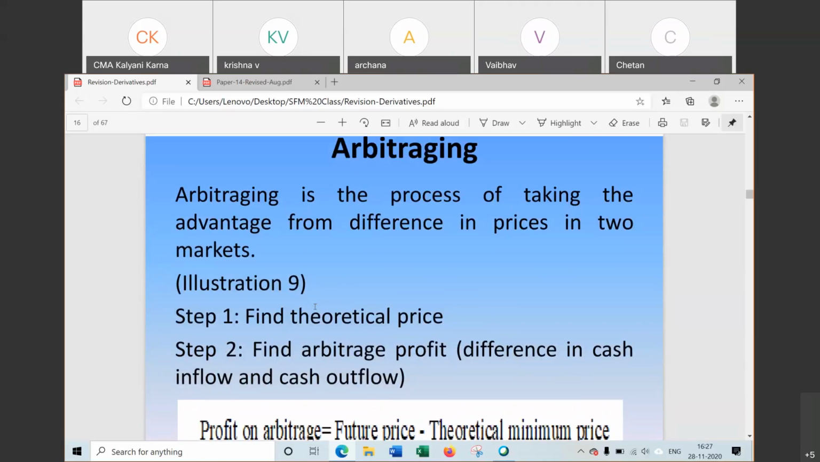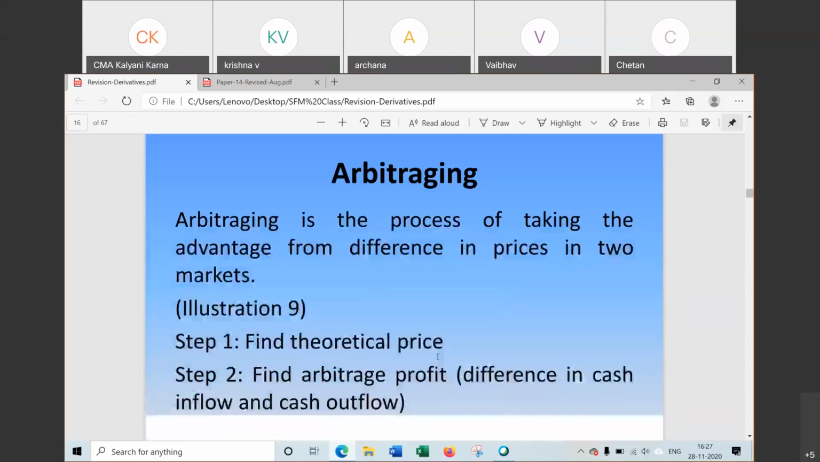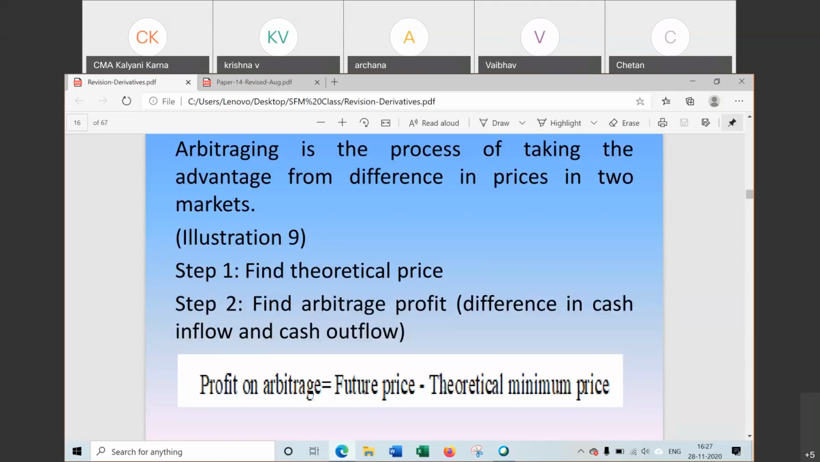First we have to find the theoretical price. The future price will be given. So the profit on arbitrage is the difference between these two. If there is no difference between the theoretical price and the future price, arbitraging will not be done. That's why the question on arbitraging will say to find the theoretical price first, then find the arbitrage profit, if any. So the arbitrage profit will be the difference between these two.